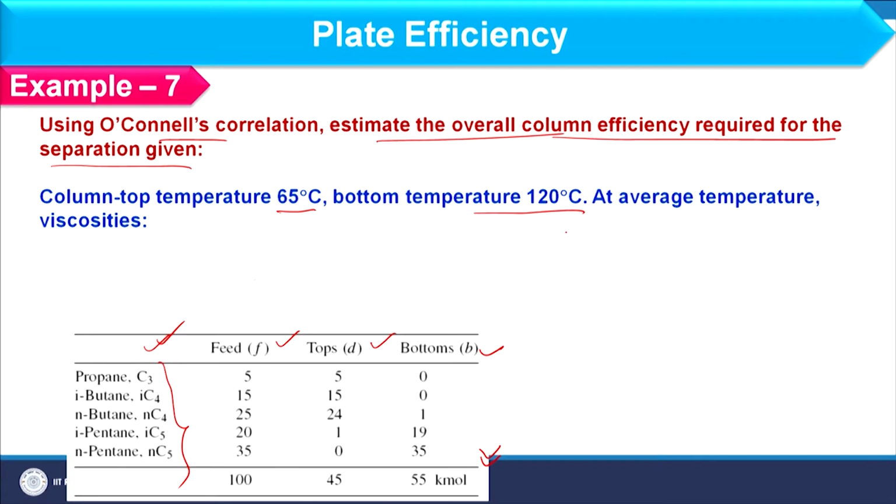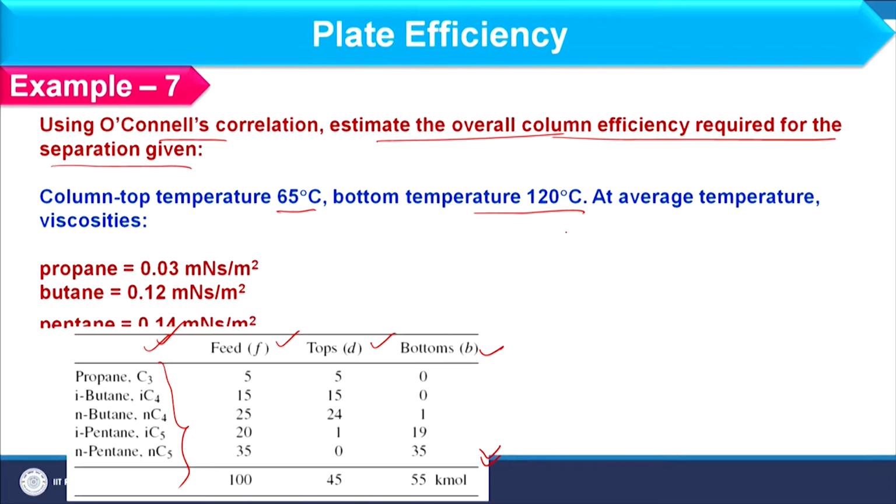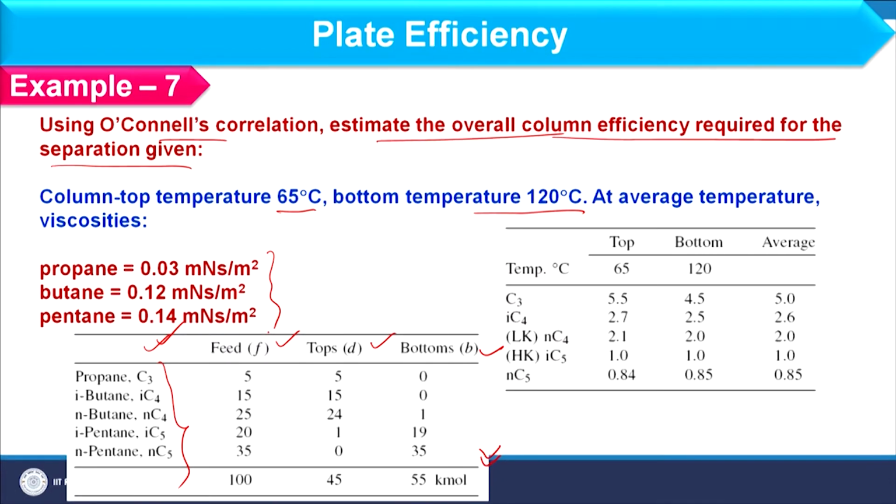At average temperature we can consider the viscosities of the components, that is propane, butane and pentane, as these. We also need to find out relative volatilities. So, at top and bottom it is given, we can find out the average relative volatility with respect to the heavy key, as shown here.